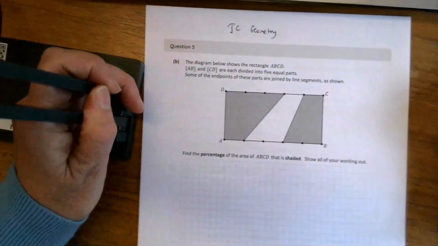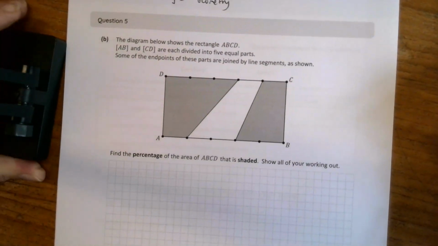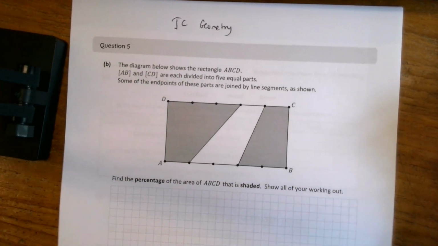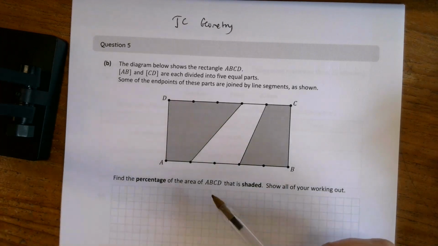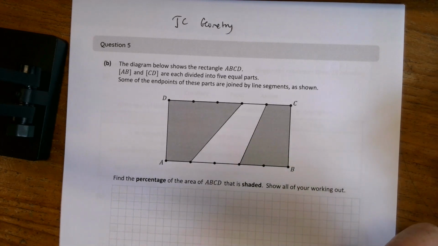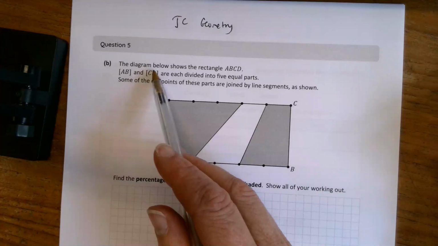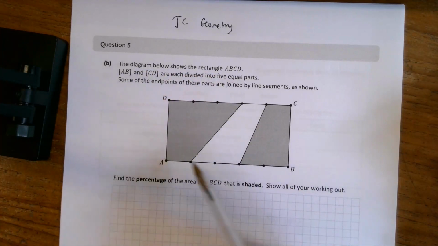What I'm looking at is how we use the geometric facts, the theorems that we know about angles and sides and shapes, to answer these questions. I'm working through some questions from past papers, and I'll talk through how I'm coming up with what I'm doing. The diagram below shows the rectangle ABCD.